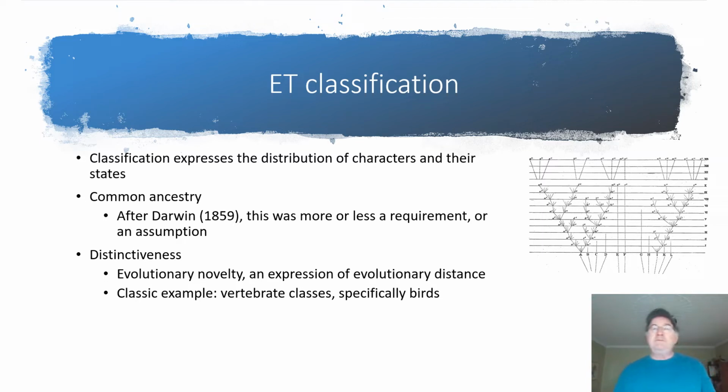So it's quite clear in a number of instances that evolutionary change does not proceed uniformly in the two species that might arise from a single common ancestor. That is, one species might change very little and basically stay the same, while the other changed a tremendous amount and became very different. The classic example of this is the classification of vertebrates into classes, and specifically the idea of the classification of birds.